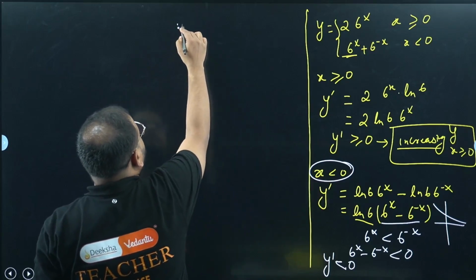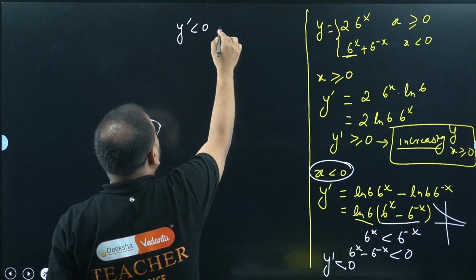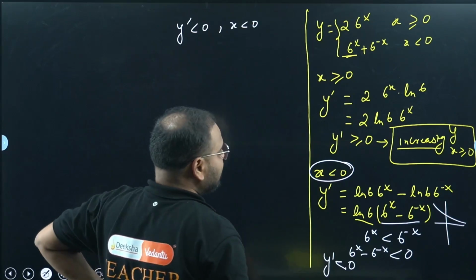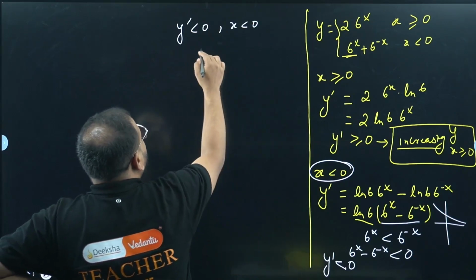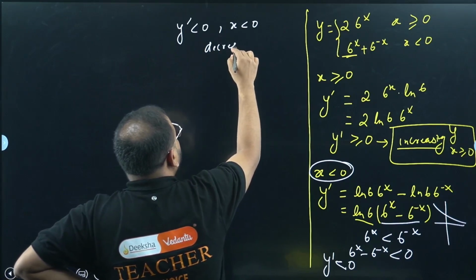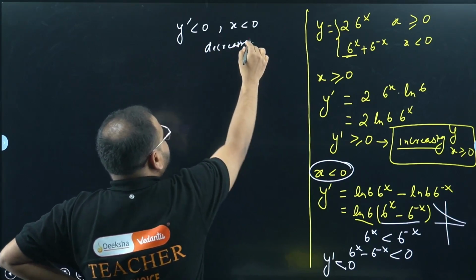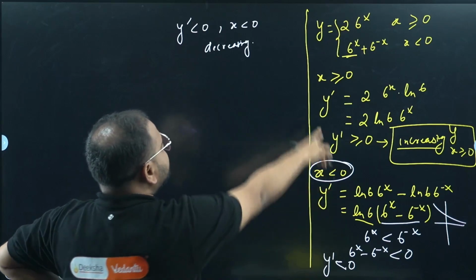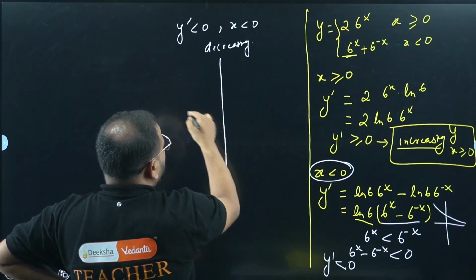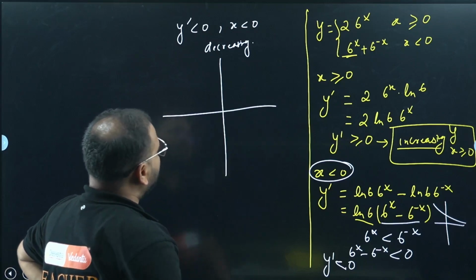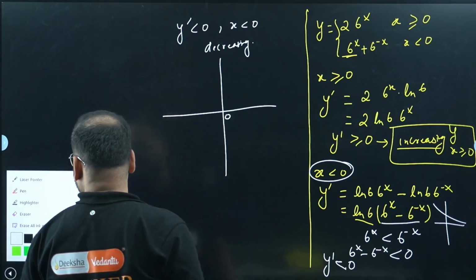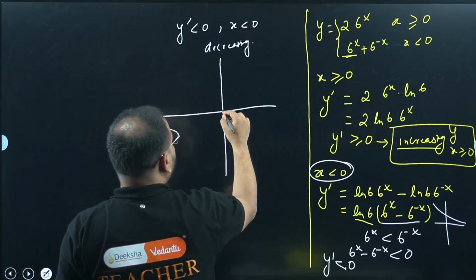So what did we get here? Y dash is less than 0 when x is less than 0. When that is there, it means that the function is decreasing, sir. The function is decreasing. Okay. So if you look at the graph of this function, it will look like this. After the x equal to 0 point, it will be increasing in nature. So it will be like this.